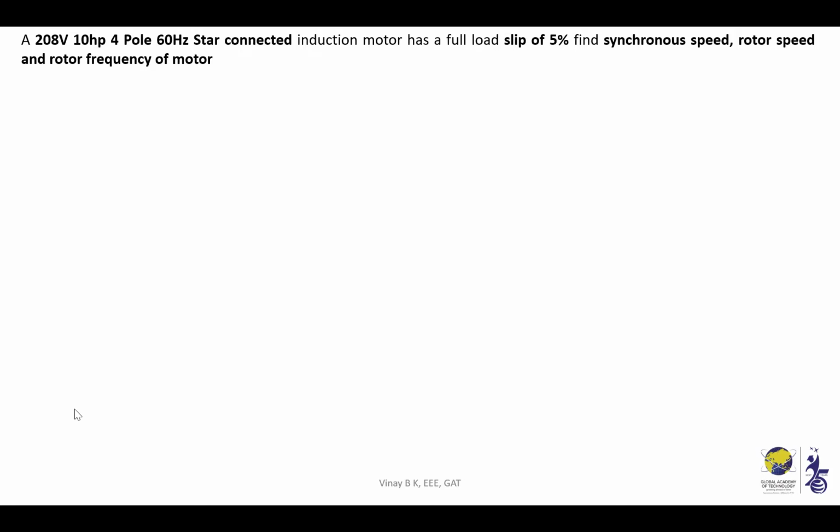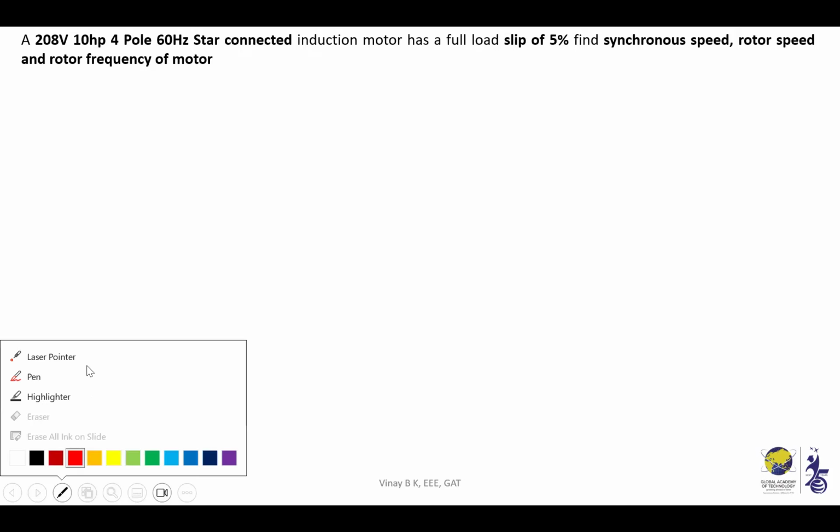So first you should know the given values. They are given 208 volts line voltage, 10 HP power, 4 poles, and 60 hertz frequency. The slip is given in terms of percentage; you write it in absolute value, that is 5 divided by 100.